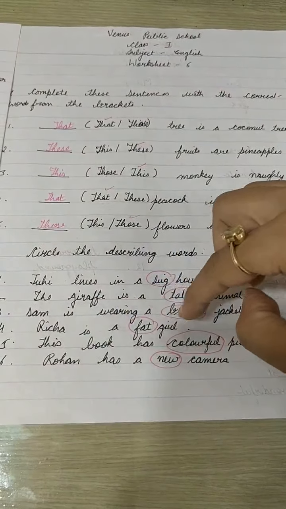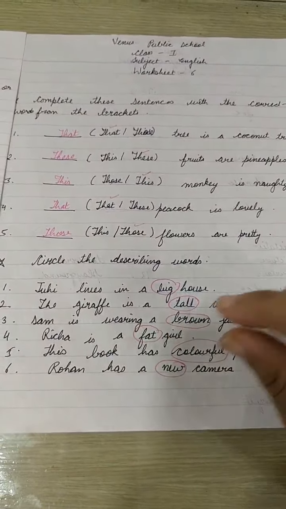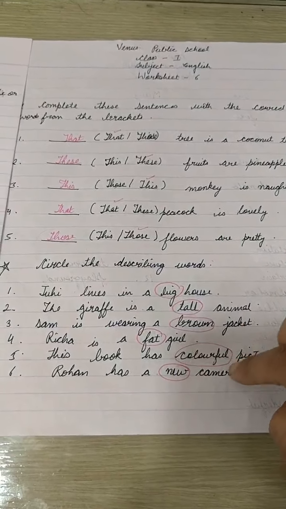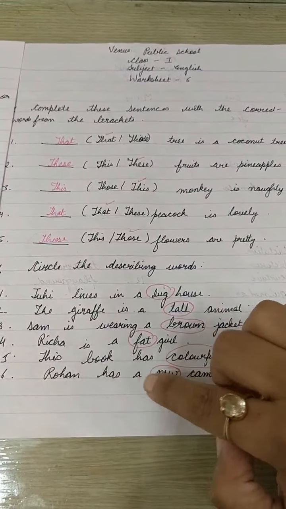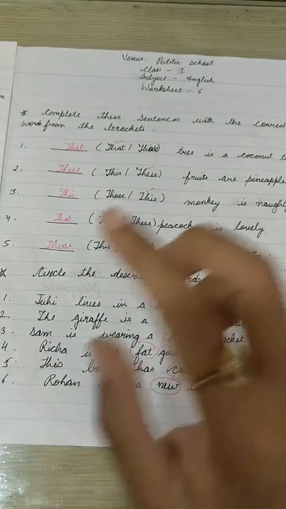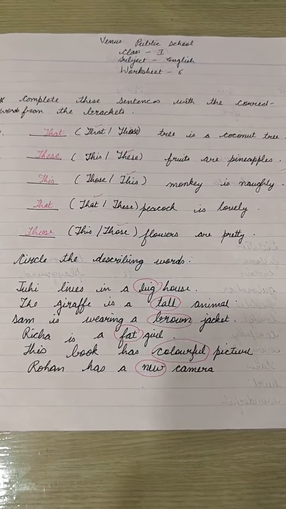Richa is a fat girl. Richa kaisi girl hai? Fat. So we will circle fat. This book has a colorful picture. Kaisa picture hai? Colorful. So we will circle color. Rohan has a new camera. Kaisa camera hai? New. Samajh mein aaya, when we describe more about noun, then it is known as describing words.